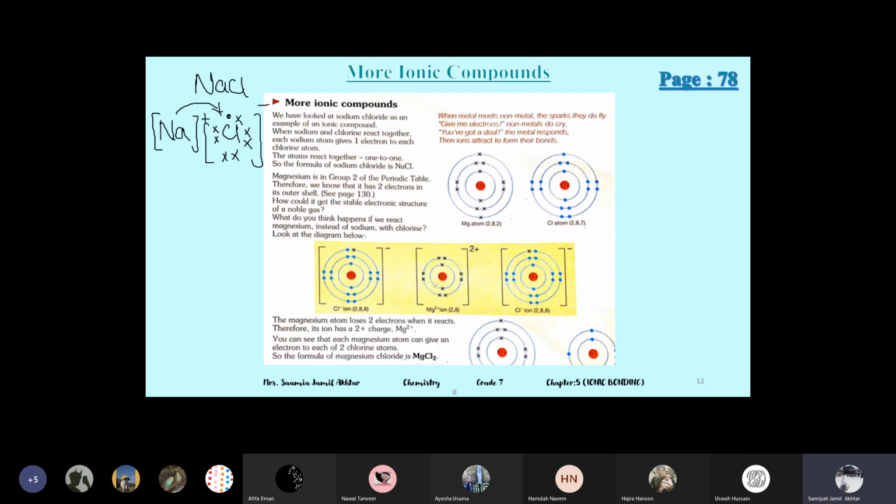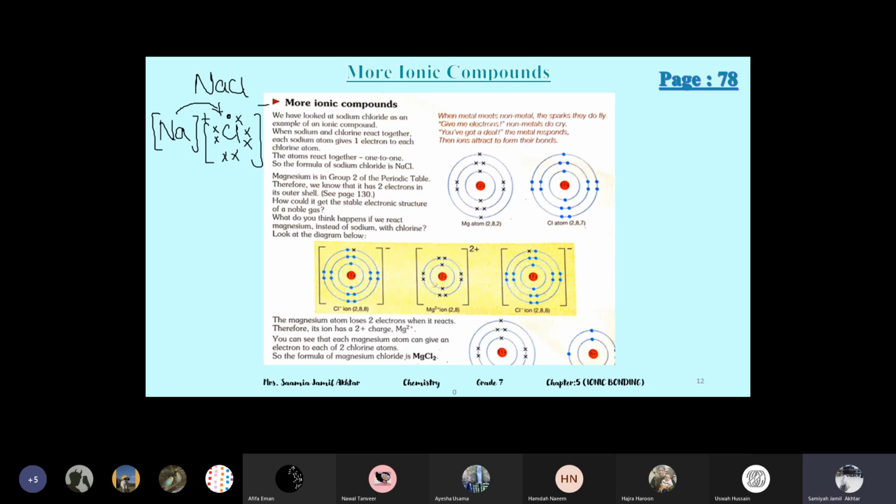The atoms react together 1 to 1, so the formula of sodium chloride is NaCl: 1 atom of sodium, 1 atom of chlorine. Now next is magnesium. Magnesium is in group 2 of the periodic table. Therefore, we know that it has 2 electrons in its outer shell.